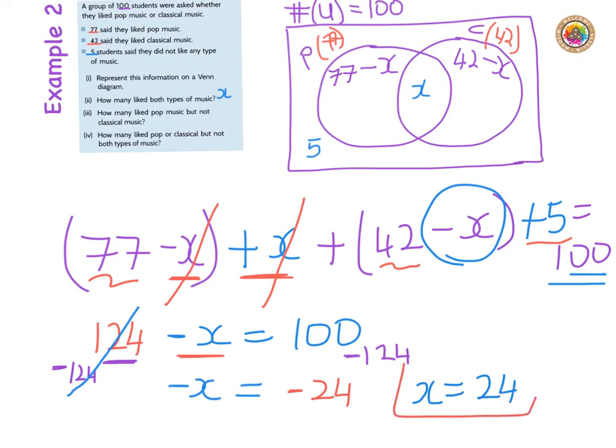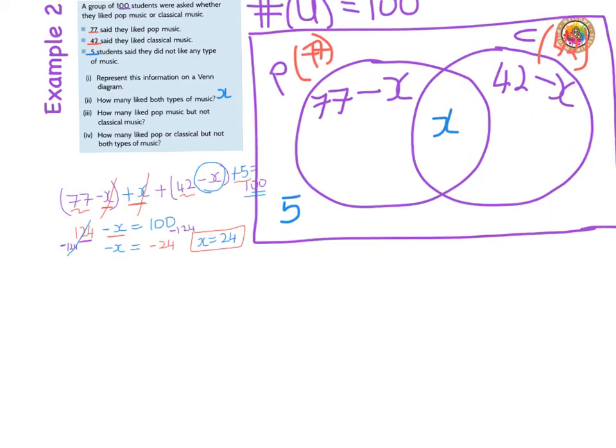And that's me after finding the unknown. So now that I have found my x to be equal to 24, I can simply fill all of that into the Venn diagram. So here, x equals 24. I'm going to have 77 take away 24 here, which leaves me with 53. And here I'm going to have 42 take away 24, and that leaves me with 18.